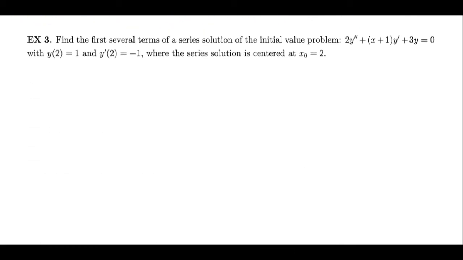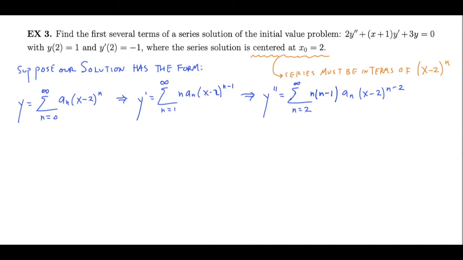In example 3, we're presented once again with a differential equation which has some polynomial coefficients. This time we're also provided with initial conditions, so we'll have to see how we incorporate those into our final solution. So I've worked out some of the preliminary details here.